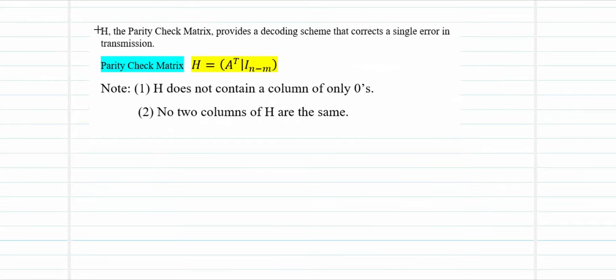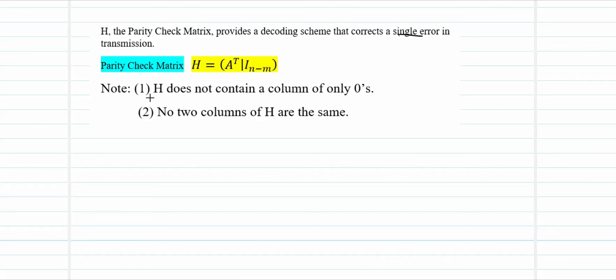For this we will be using a matrix called H. This H is referred to as the parity check matrix. It provides a decoding scheme that can correct a single error. Okay, how many errors can it correct? Only one single error in the transmission. And what does this H look like? It is of the format A transpose augmented with I_{n-m}.